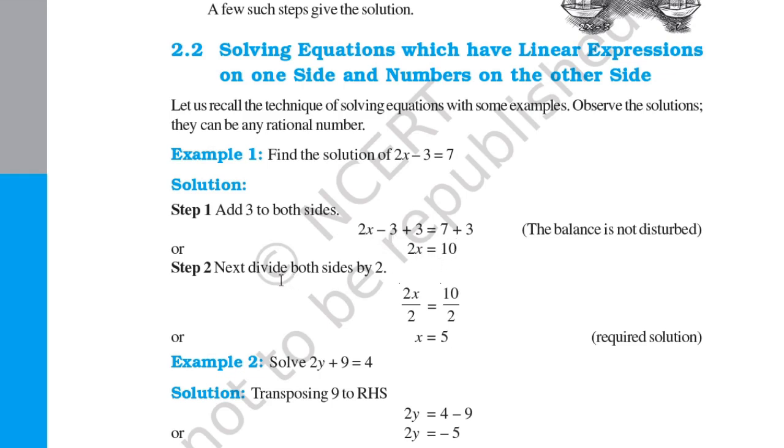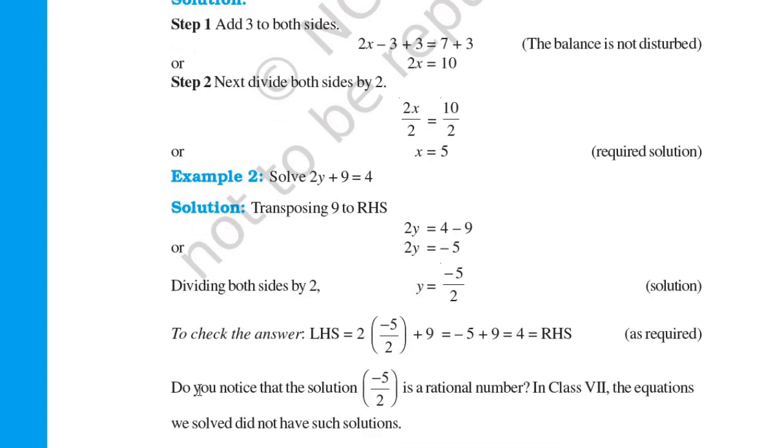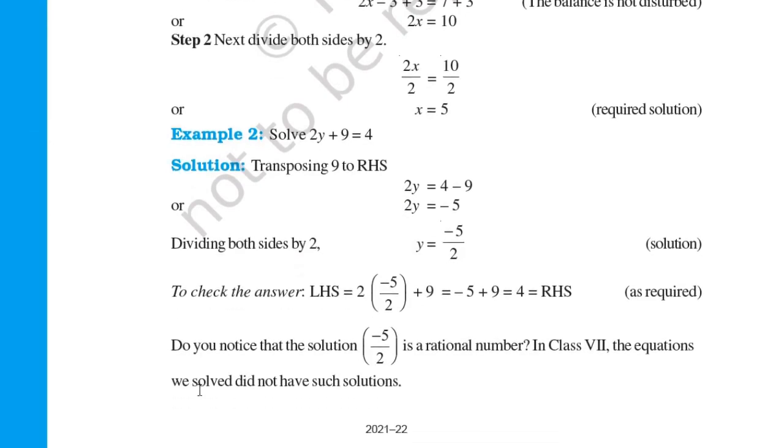So we are dividing by 2 on both sides to eliminate this 2. So 2 and 2 will be eliminated, and this will become 5. So x is equal to 5. Another example is also given here. We can solve that also.